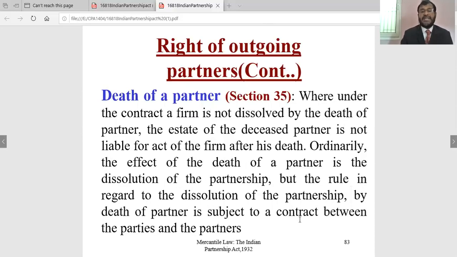Section 35 deals with the death of a partner. In case of the death of a partner, where under the contract the firm is not dissolved by the death of a partner, the estate of the deceased partner is not liable for acts of the firm after his death. It means limited liability. Even if the firm incurs some losses afterwards, his share in that firm, that property or whatever it is, cannot be attached.